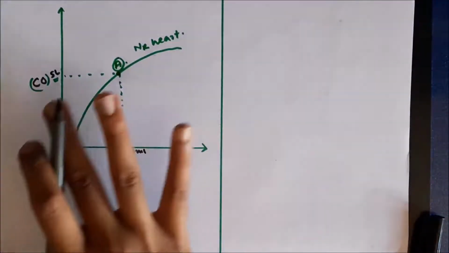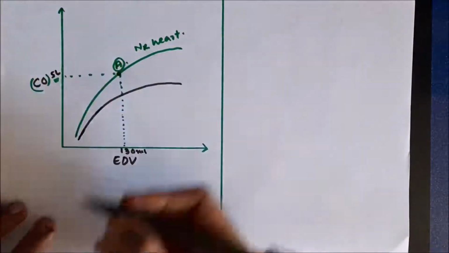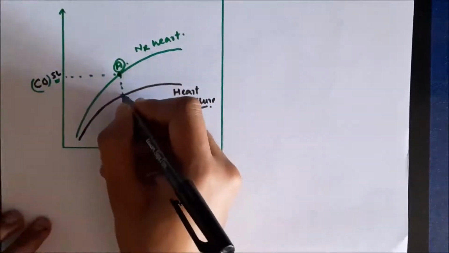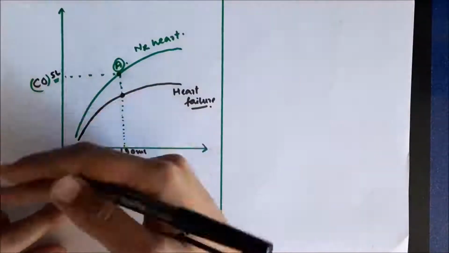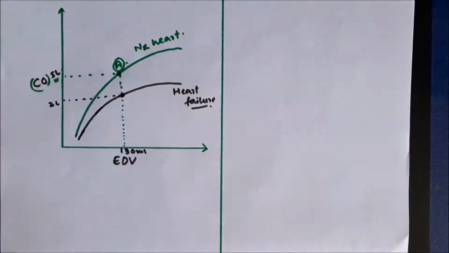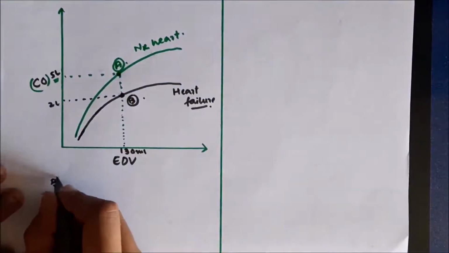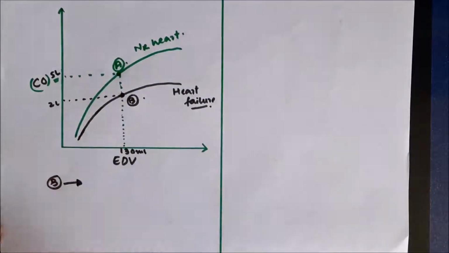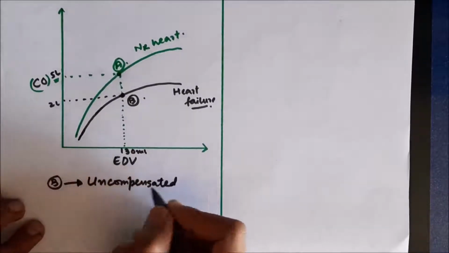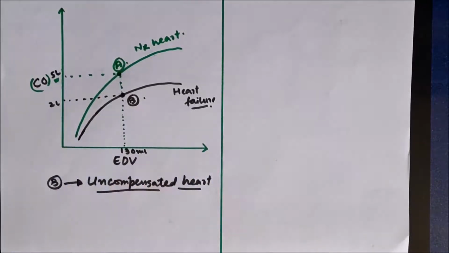Now, in patients of heart failure, when the heart failure occurs, their heart initially operates at another point. So there is a shift in this curve in the patients of heart failure, and the heart now operates at point B. End diastolic volume remains the same. However, the cardiac output decreases. Say it's only 2 liters. So this occurs in the patients of heart failure at point B, but before compensatory mechanisms have occurred. The heart which operates at point B is called the uncompensated heart. It means heart failure has occurred, however, compensatory mechanisms have not yet been activated.